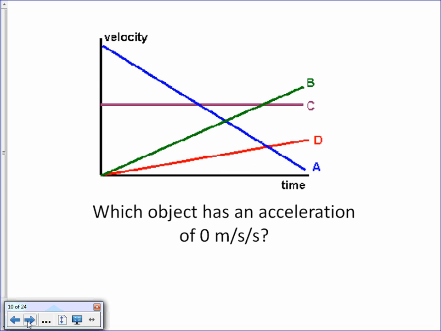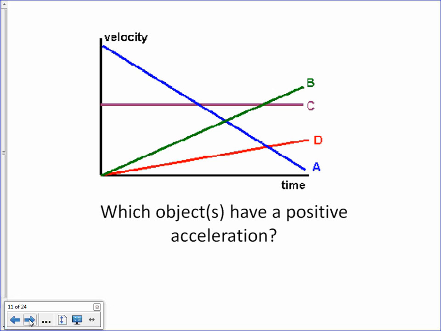Moving on. Okay, so let's see. What object has an acceleration of 0 meters per second per second? What would that mean? The velocity is not changing. It's got to be C, which has a positive acceleration. So that would mean our velocity is increasing over time. It would be D and B.